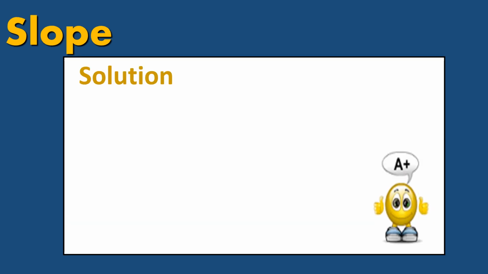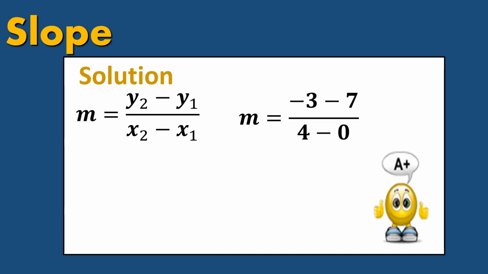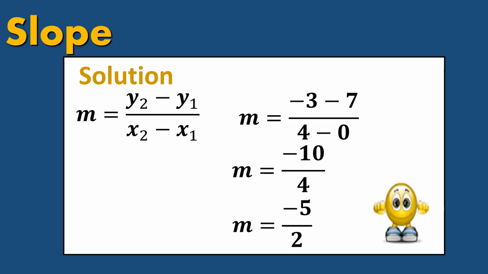So here's the solution. Again, we substitute it in the slope formula. Thus, we arrive with (-3 - 7) all over (4 - 0). To simplify it further, we will get -10 over 4. Then we reduce it. Thus, the final answer is -5 over 2.